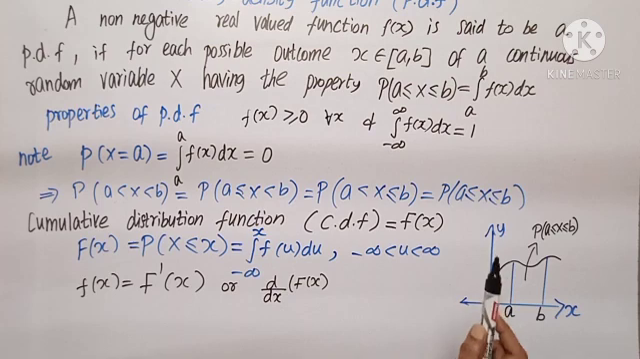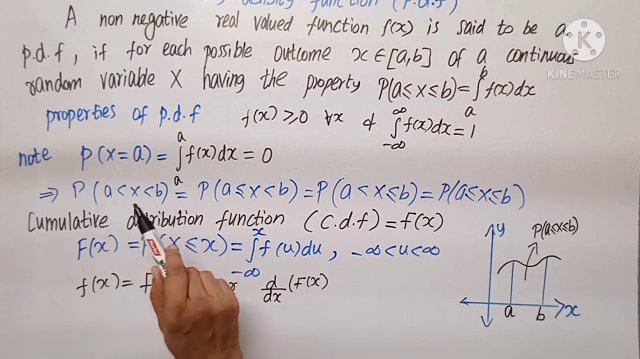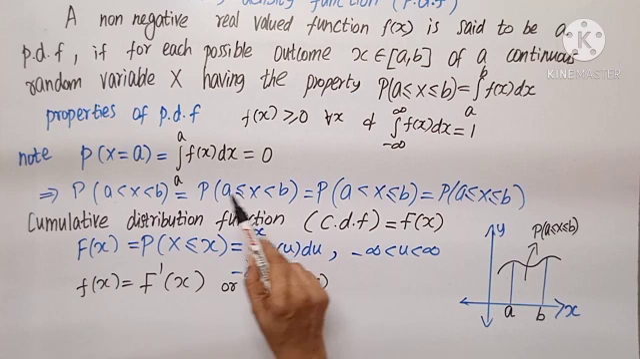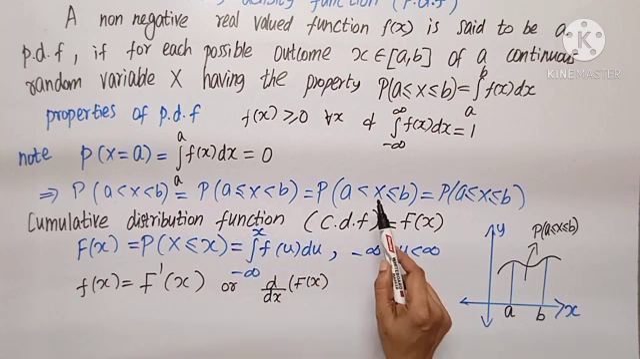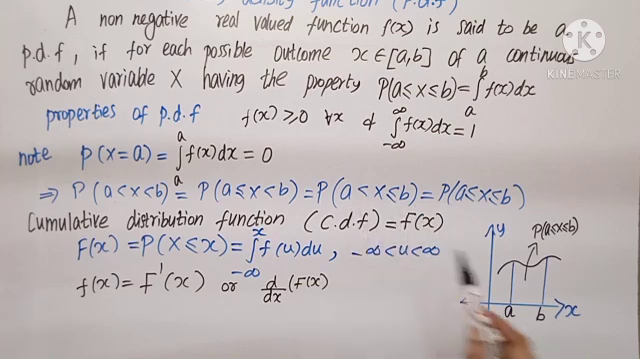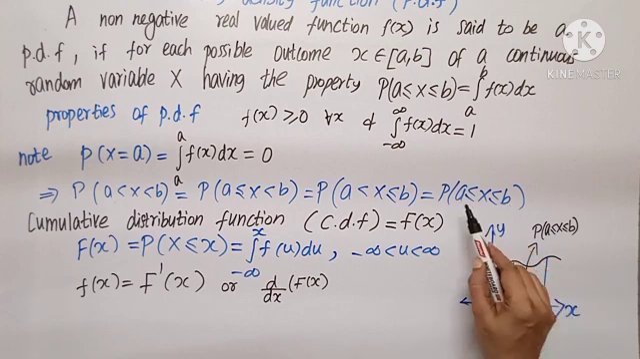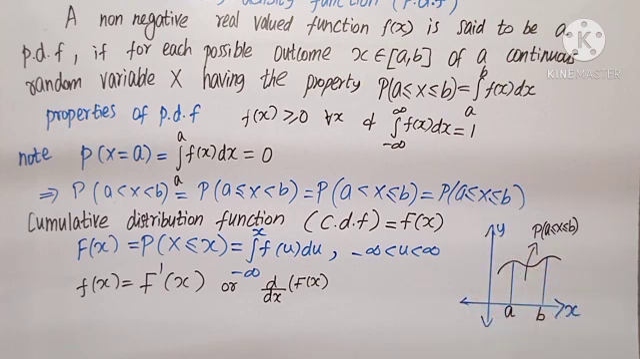Notice, in the probability mass function, if I have this, I will not include a and b, only the values between a and b. Here, I will include a and the values between a and b. Here, I will include b and the values between a and b. Here, I include a and b and all the values between a and b.